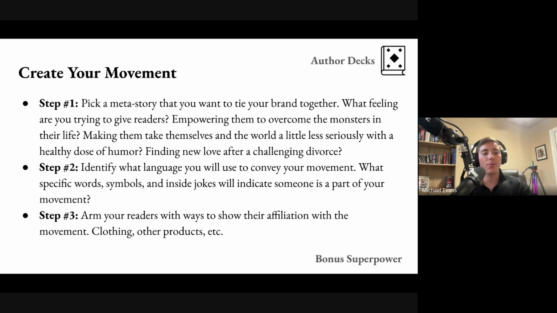Then step three is arm your readers with ways to show their affiliation with the movement. Clothing, other products. Think about how amazingly Taylor Swift does this. That's what you want to be doing. You want to be giving your readers the resources to step up and be involved, which is where, going back to our last superpower, an ambassador program and having story ambassadors can be really, really powerful. When you connect both these superpowers together, huge.